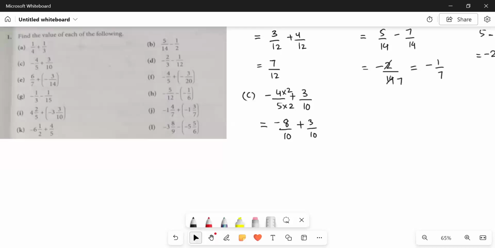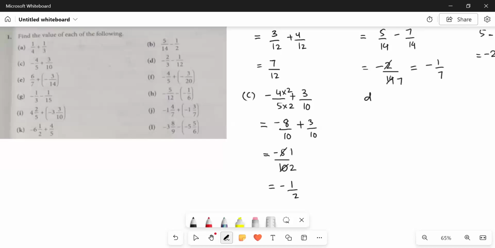Okay. Now both the denominators are same. The numerators are minus 8 plus 3. It means minus plus plus. We'll have to subtract 3 from 8, and it would be 8 minus 3, 5. Sign of the greater number is negative. So it would become minus 5 over 10. But we can simplify this fraction. So it would be 5 ones are 5, 5 twos are 10. That is minus 1 upon 2.